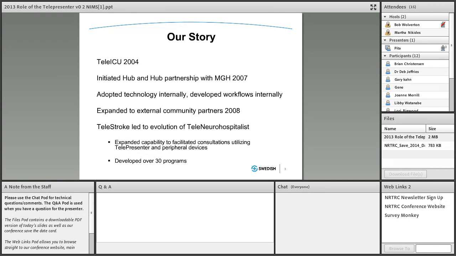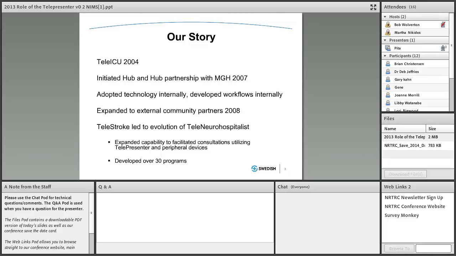So we started with telehealth back in 2004, where we adopted tele-ICU, and I think that's pretty normal for facilities that first bring on telemedicine. Typically they start with tele-ICU, and oftentimes they'll expand into a telestroke program, which is exactly what Swedish did in 2007. And in order to do that, the original leaders within telemedicine partnered with Massachusetts General. They had a very robust telestroke program.